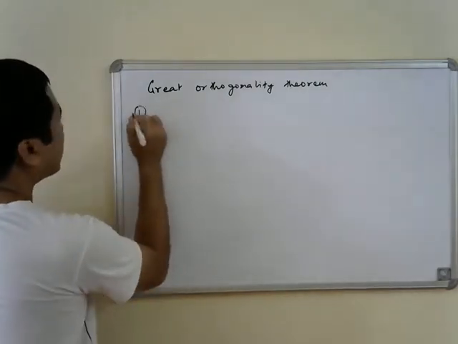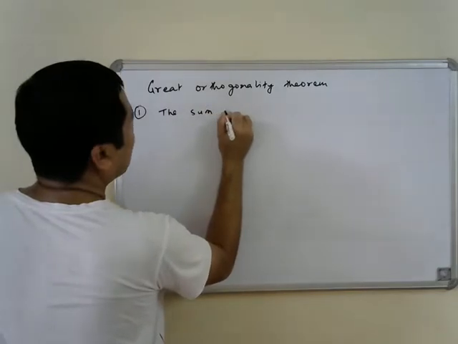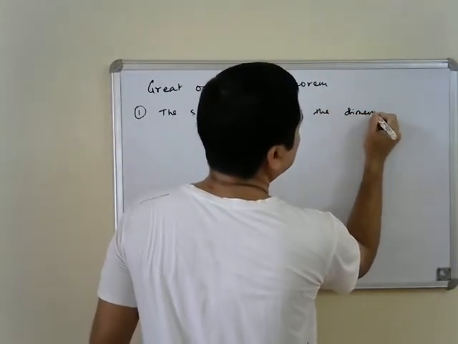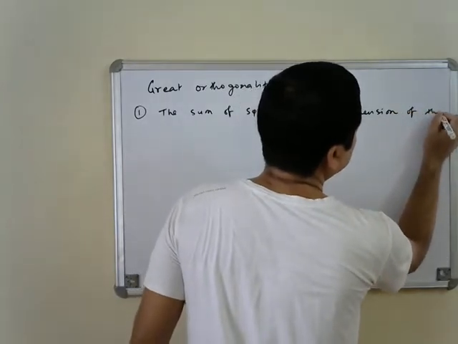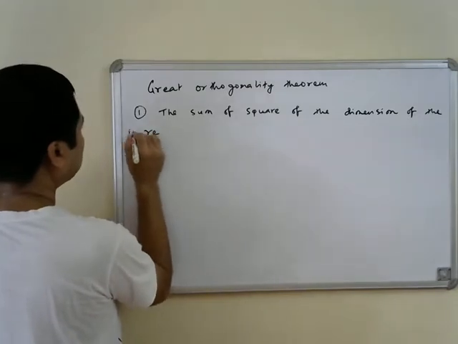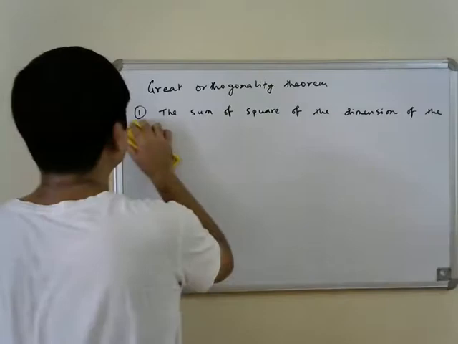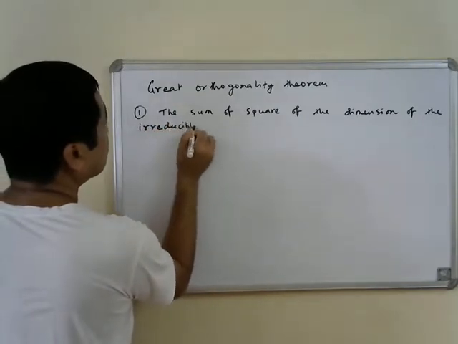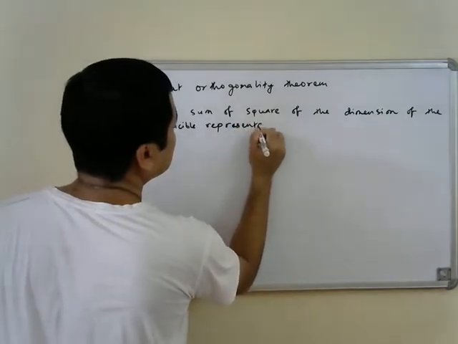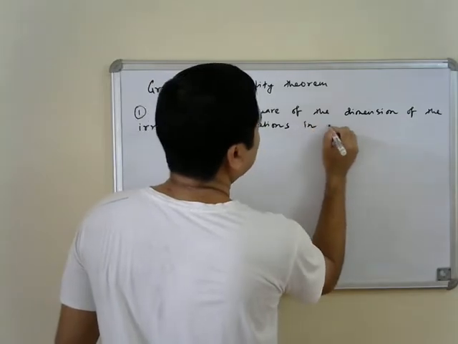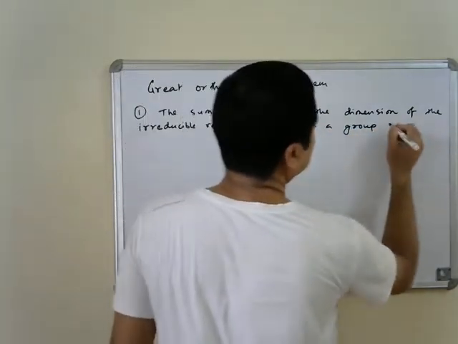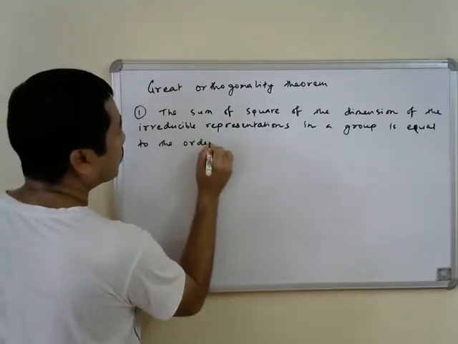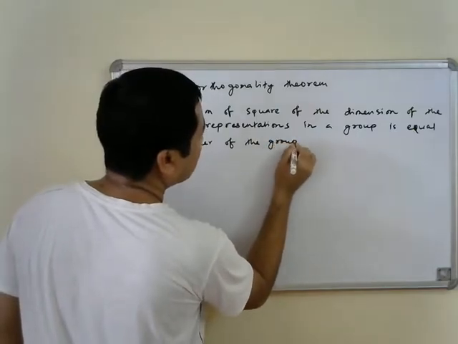So the first rule essentially tells us that the sum of the square of the dimension of the irreducible representations in a group is equal to the order of the group. We will see what this means.